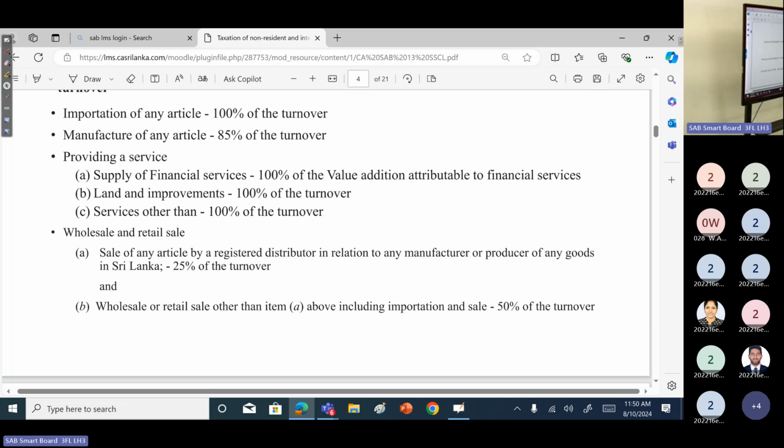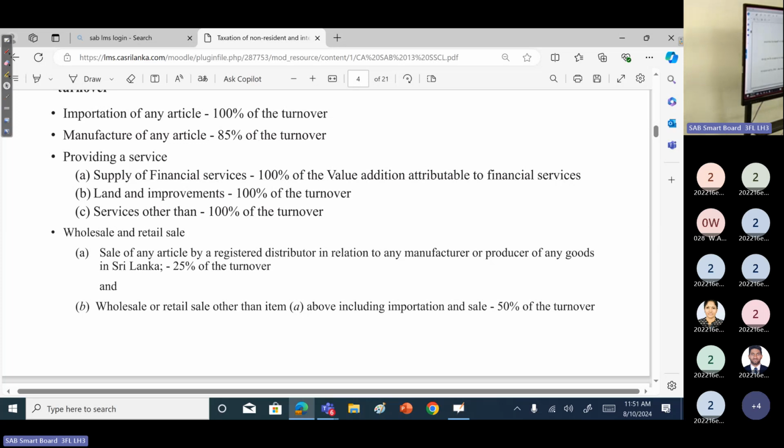For the service provider, 3 items are recognized. In case of the supply of financial services, it is very similar to the value-added tax base. When we discussed value-added tax on financial services, I told you the total amount, including SSCL, we consider as value addition. Right? In case of land and improvement, it is very similar. We can remove the land cost, and only the improvement is liable. Services other than these two are 100% of services. Say they did 100 million worth of consultancy services for the period. The entire amount is liable to 2.5% SSCL.